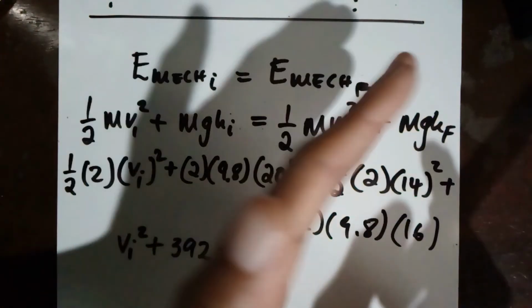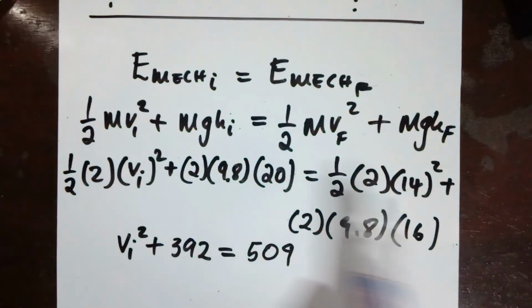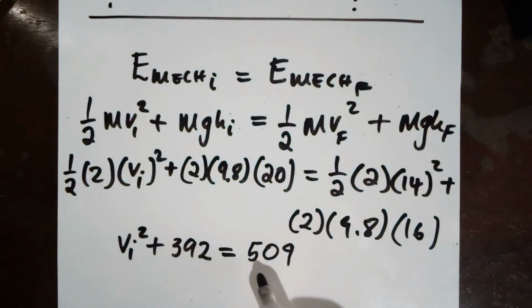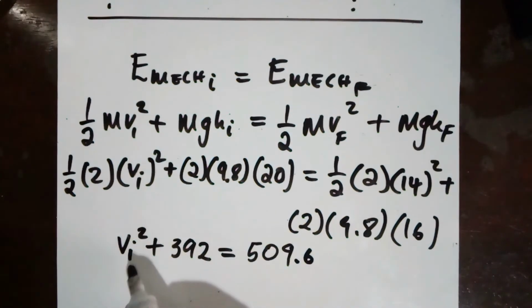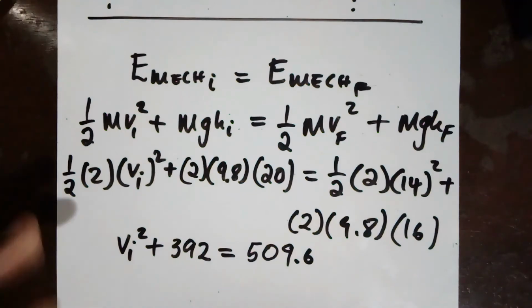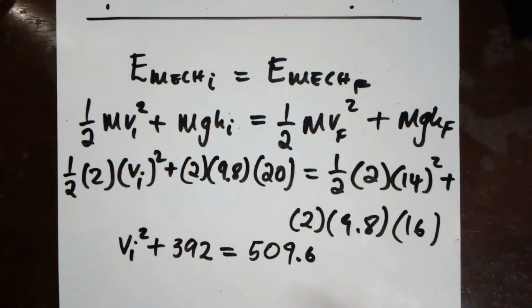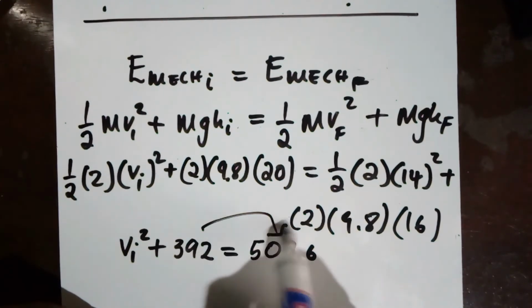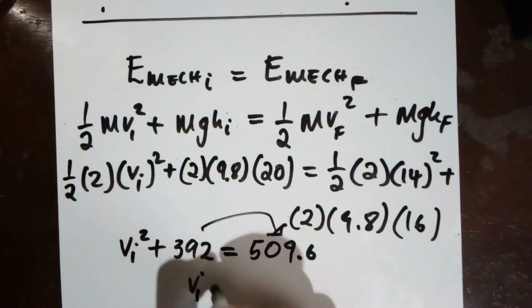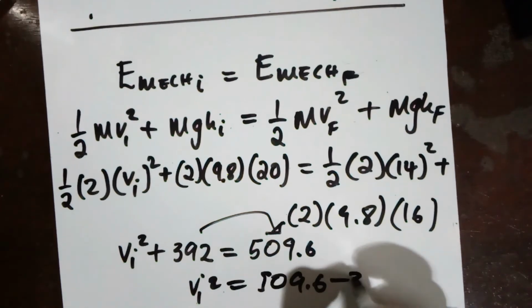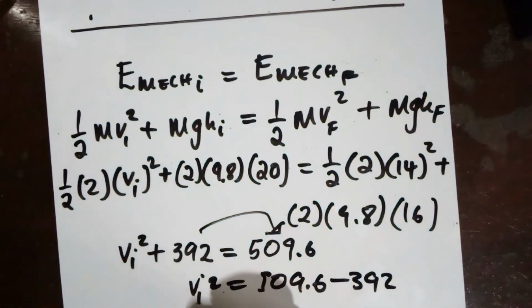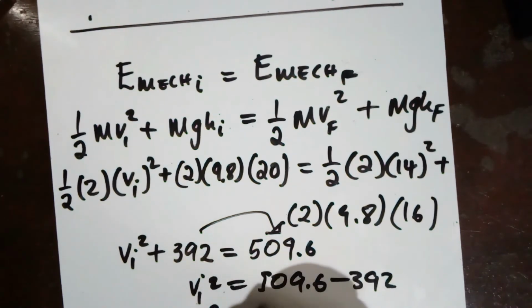If you put everything on the right hand side in a calculator, you're going to come to a value of 509.6, and on this side you'll have v_i squared plus 392. So just make sure that you actually get the same answer, and then it's just a matter of taking this to the other side, then it becomes negative. So v_i squared is given by 509.6 minus 392. So v_i squared is actually just 117.6.